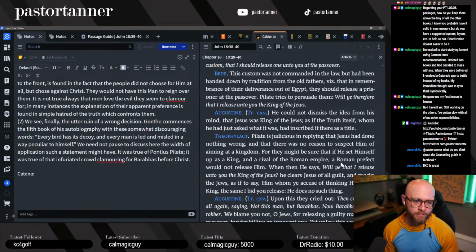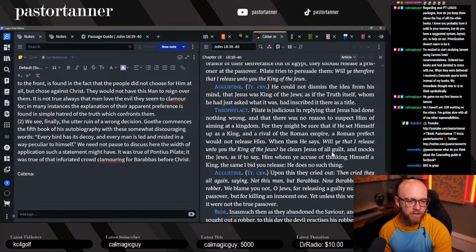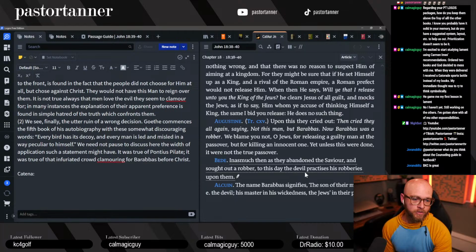Which is very interesting. Theophylact: Pilate is judicious in replying that Jesus had done nothing wrong, and that there was no reason to suspect him of aiming at a kingdom, for they might be sure that if he set himself up as a king and as a rival of the Roman Empire, a Roman prefect would not release him. When then he says, will ye that I release unto you the king of the Jews, he clears Jesus of all guilt and mocks the Jews, as if to say, him whom ye accuse of thinking himself a king, the same I bid you release. He does no such thing. And then finally, Augustine. Oh no, there's a couple more here.